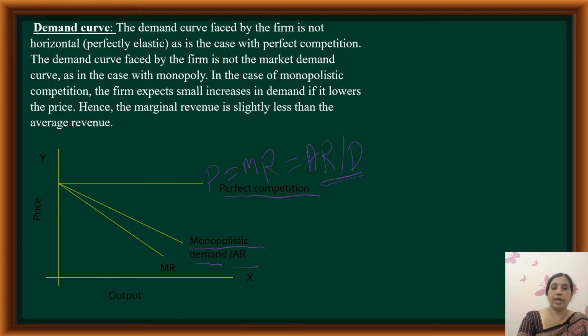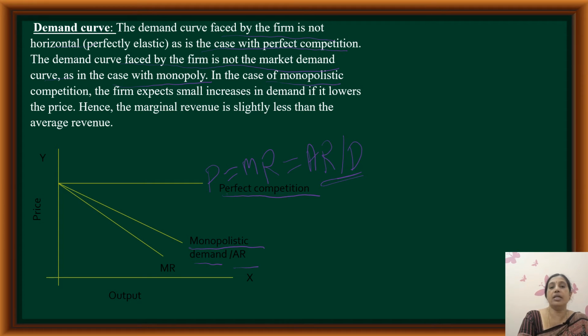You can see here, okay? Then observe this one. The demand curve faced by a firm is not horizontal as in the case of perfect competition. It is also not a market demand curve as in the case of monopoly. Since monopoly is a single seller, there is no difference between a firm's demand and market demand under monopoly, and only one firm will be there. But under monopolistic competition, there will be a large number of firms.